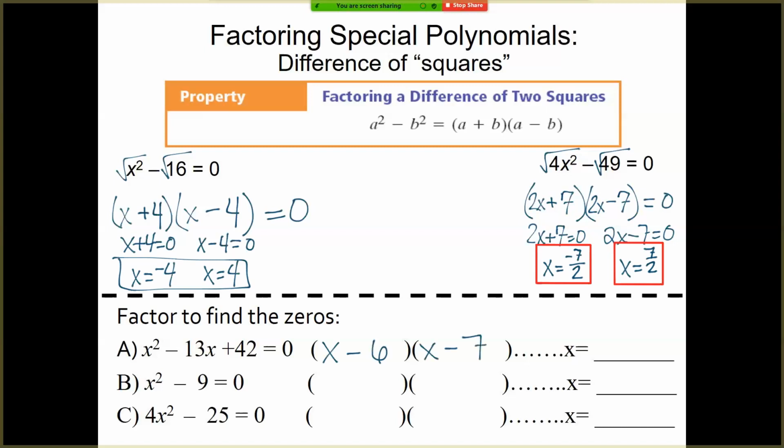Those 2 numbers happen to be -6 and -7. When I set those equal to 0, I get x values of 6 and 7. So my solutions, or my zeros, would be 6 and 7.